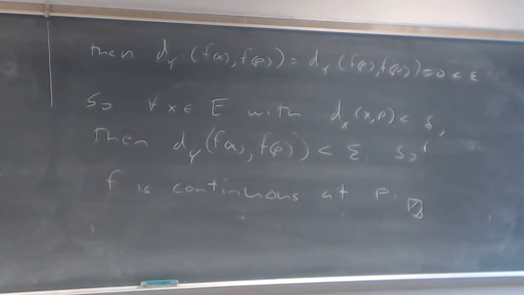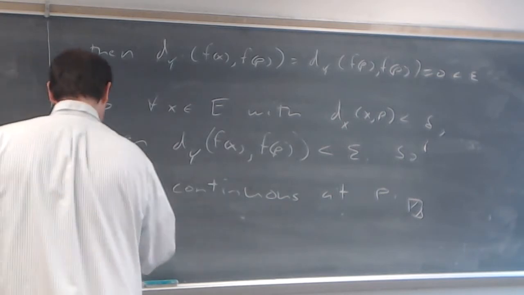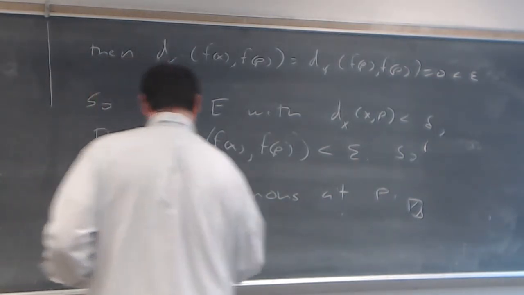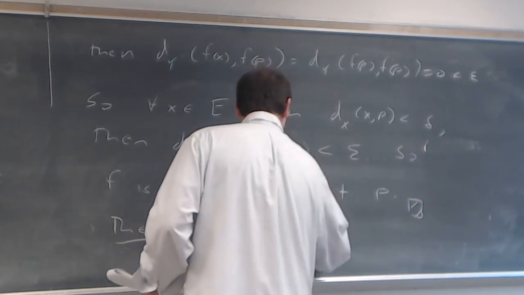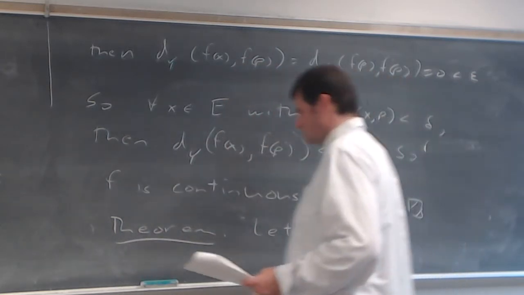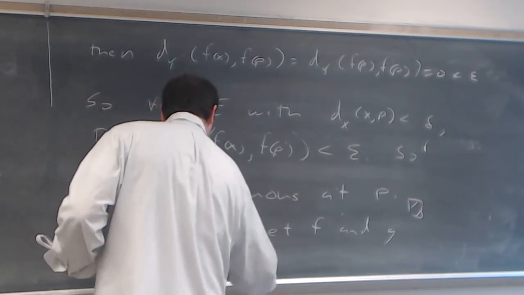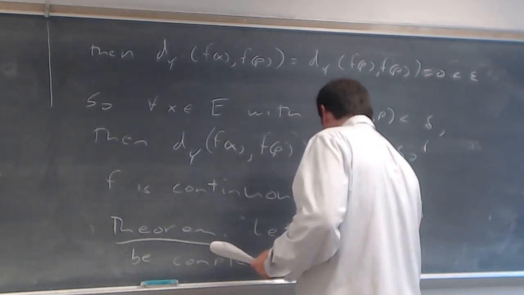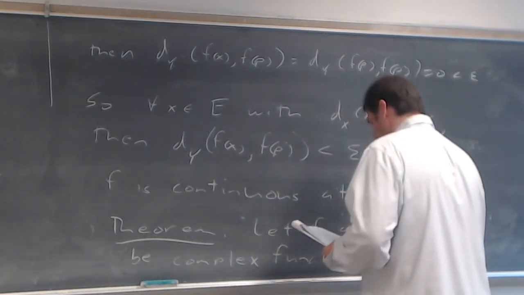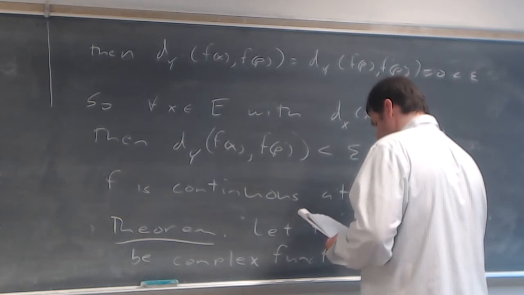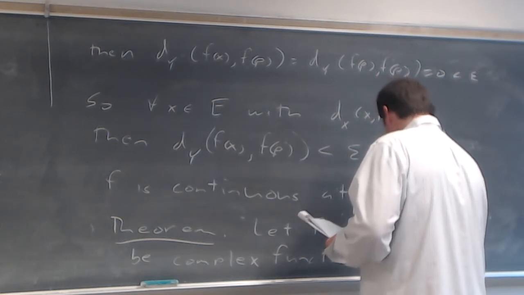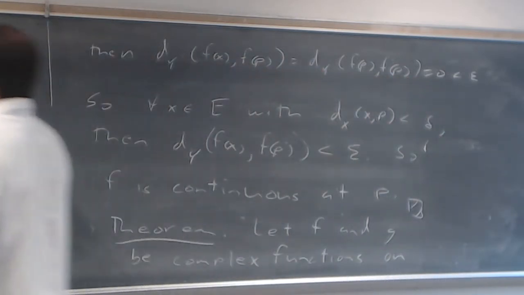Okay. Well, I have time enough to write up at least the theorem, maybe a little bit more. So I will for the next theorem. It says, let f and g be complex functions on a metric space X.